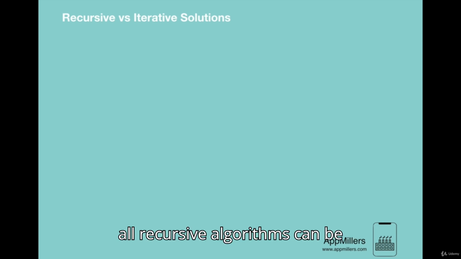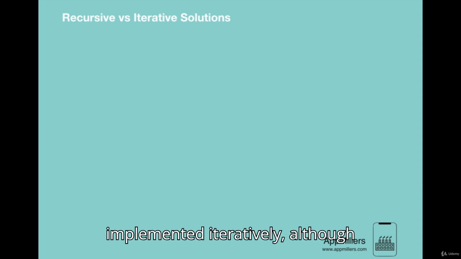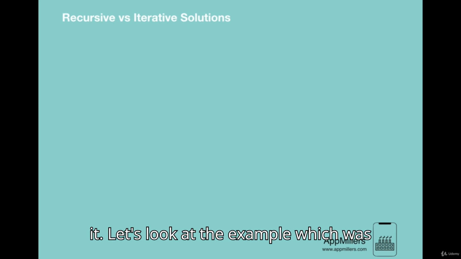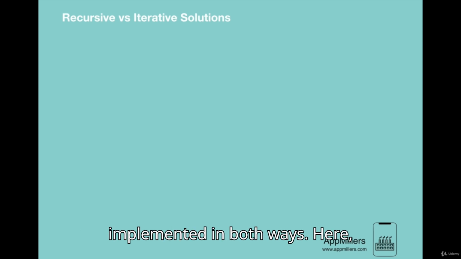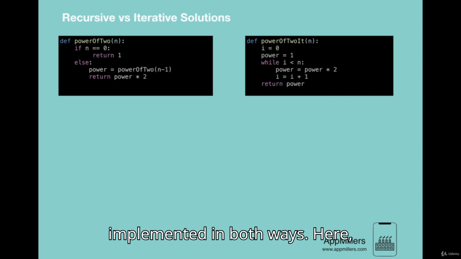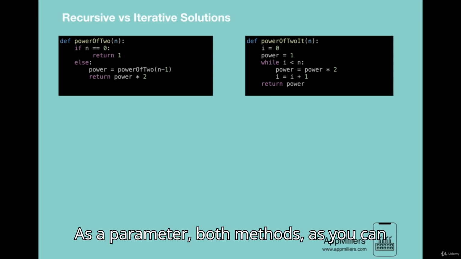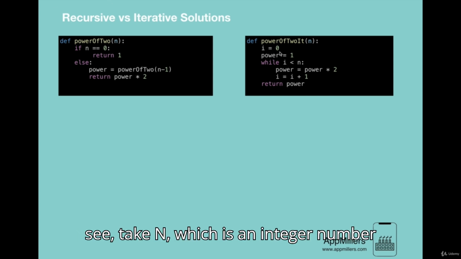As we said, all recursive algorithms can be implemented iteratively, although sometimes it's much more complex to do it. Let's look at the example which was implemented in both ways. Here, both methods calculate nth power of 2. As a parameter, both methods, as you can see, take n, which is an integer number.